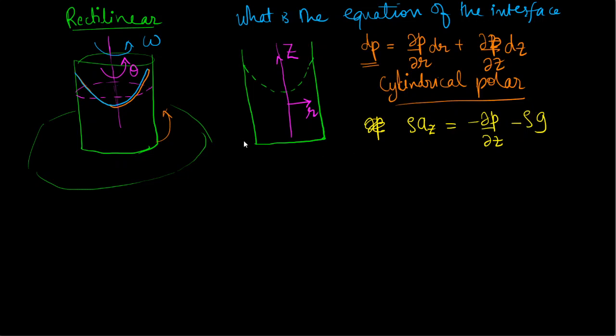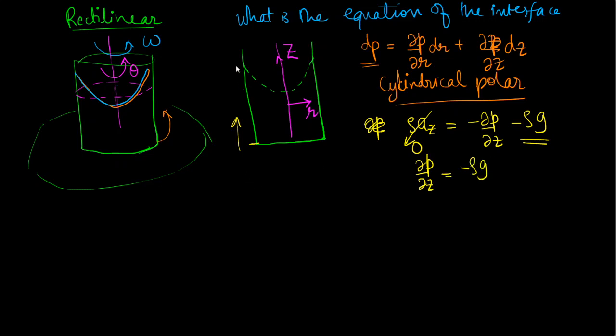However, there is no acceleration of the beaker in the z direction. The only force acting on the fluid elements in the z direction will be that due to gravity. Thus, this particular term will vanish. So we have del p del z is equal to minus rho g.